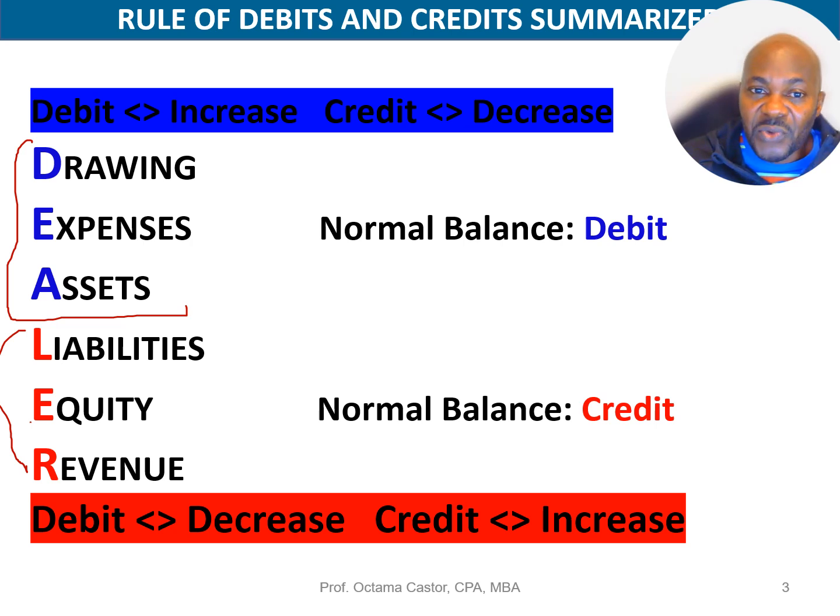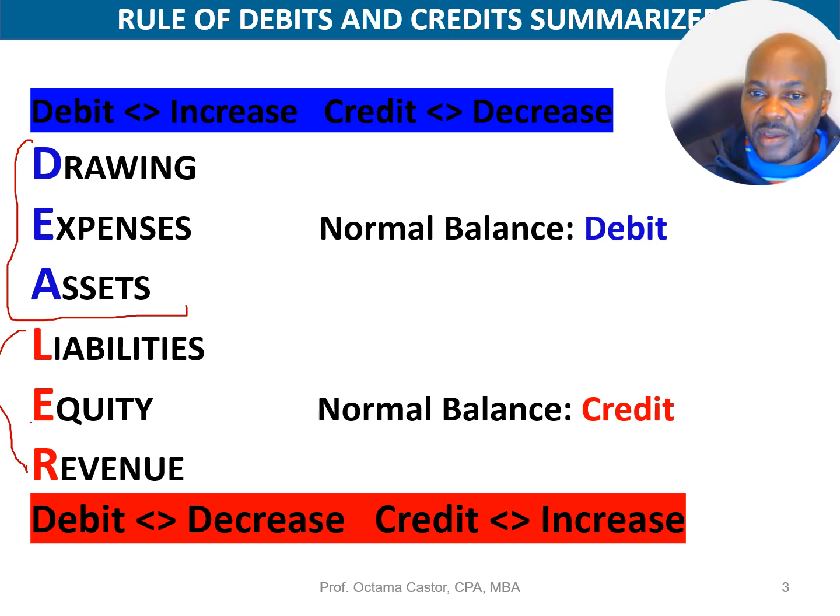So if you look at this closely, you will see the word DEALER. If you can remember the word DEALER, D-E-A-L-E-R, the first three letters represent accounts that increase with a debit, and the last three letters represent accounts that increase with a credit. So that's it. Hopefully you find it helpful. If you do have any questions, please do not hesitate to reach out. Send me a text or a note, or send me an email.